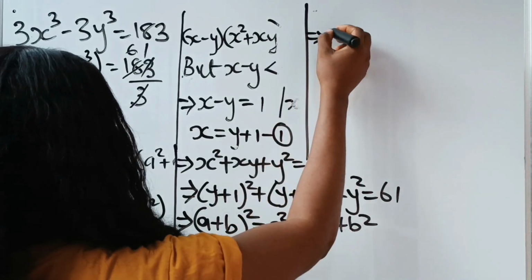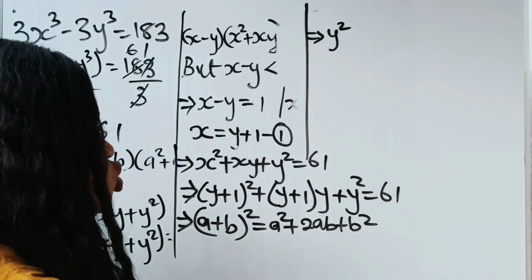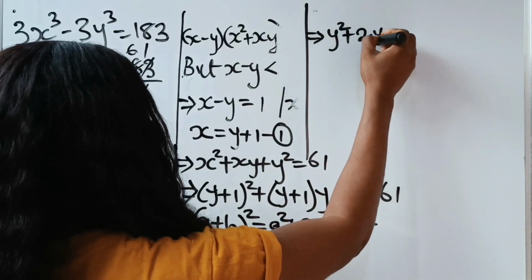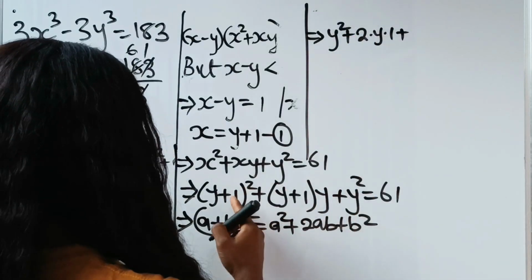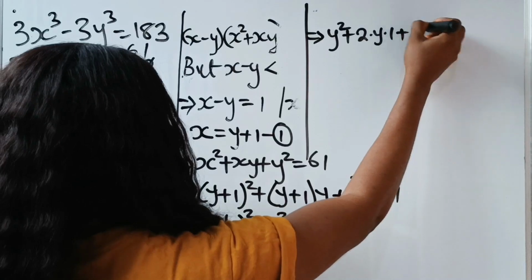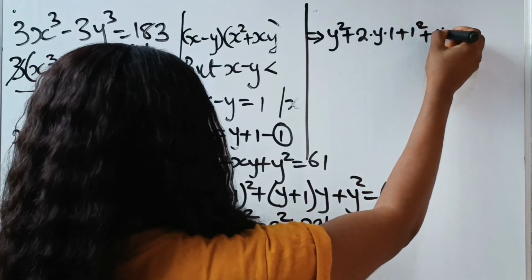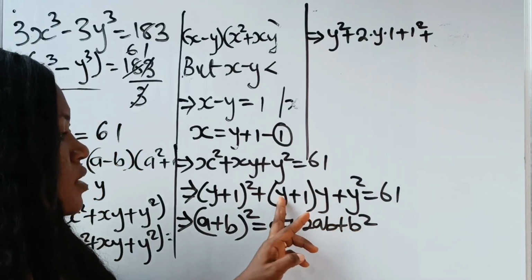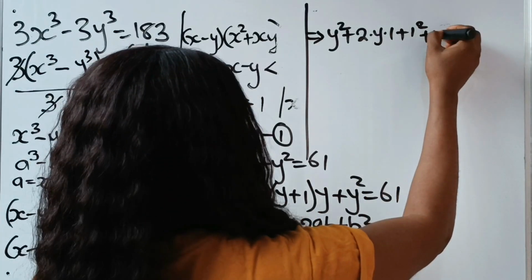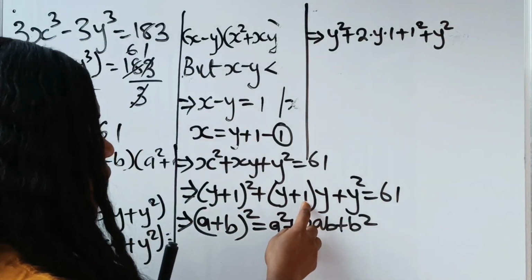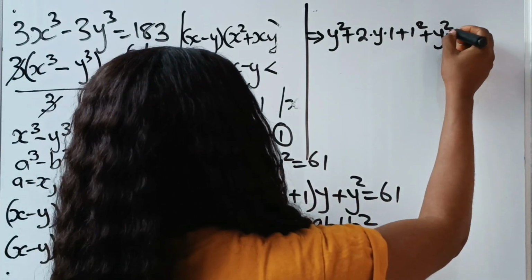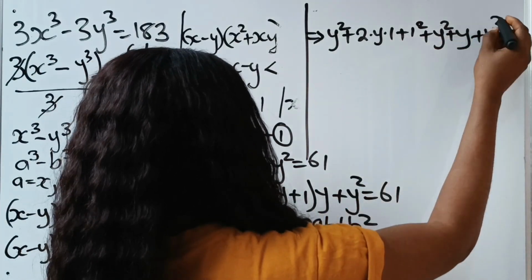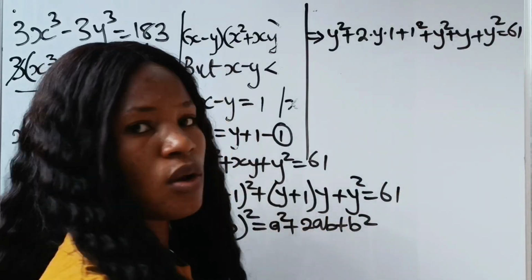That is y squared. We have y squared plus 2 times y times 1, plus b squared, that is 1 squared. Okay, now plus y plus 1. Okay, let's expand this. y times y will give us y squared, right? So plus y squared, and y times 1 will give us plus y. All right, then plus y squared is equal to 61.